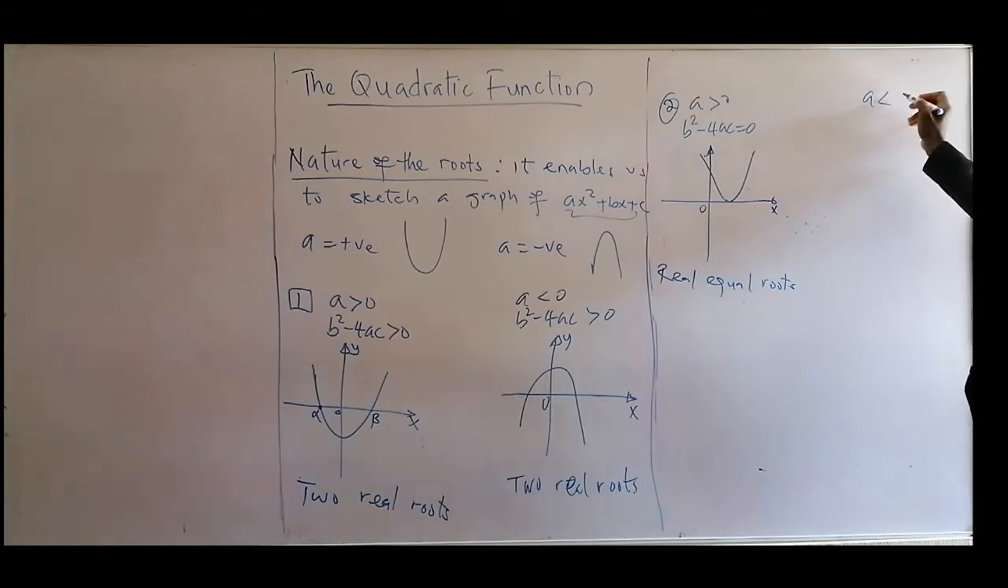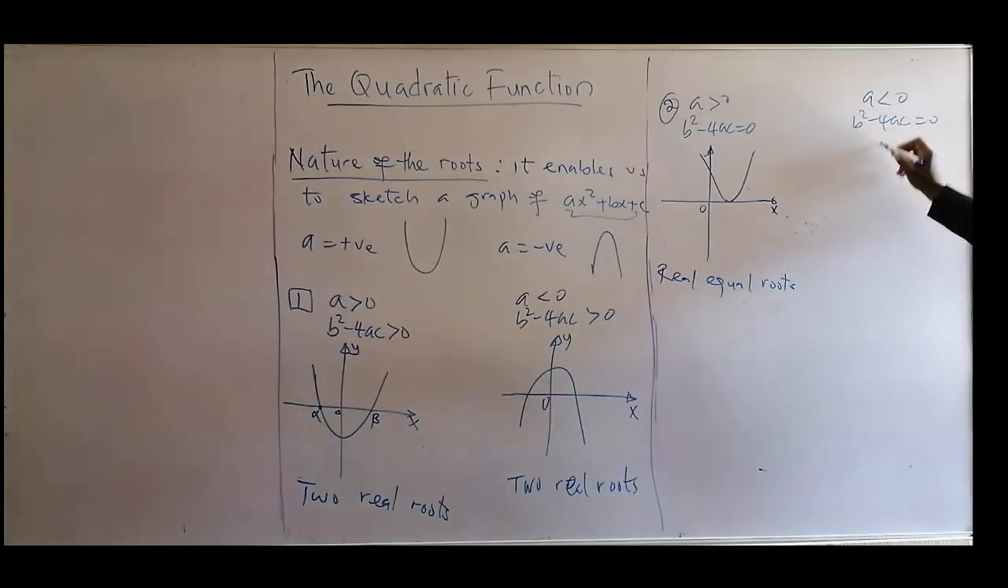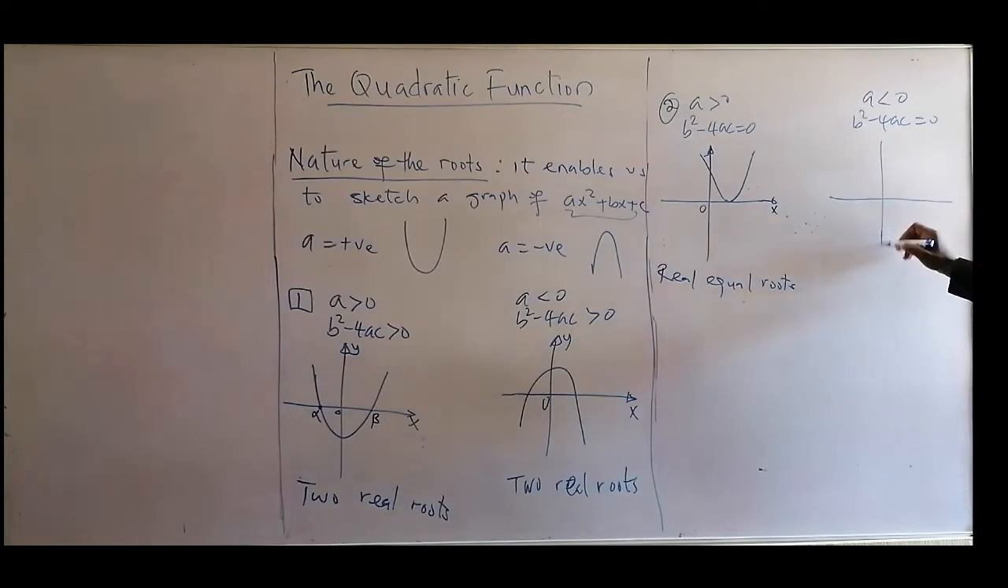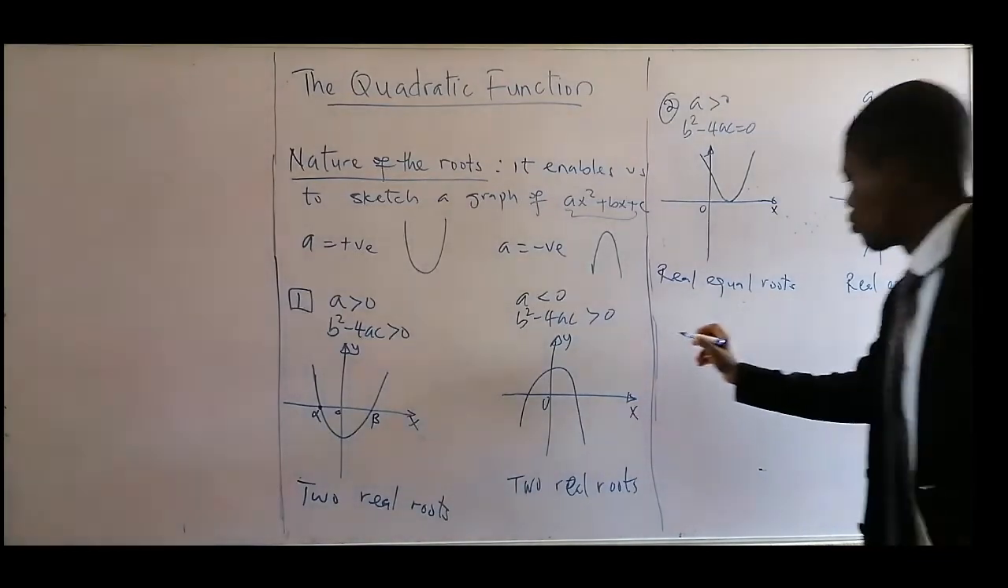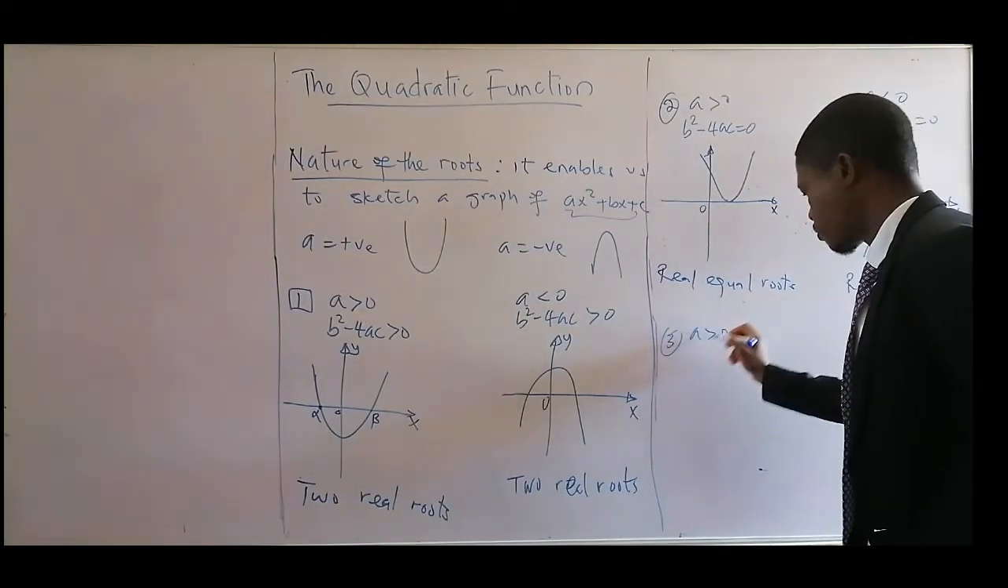Then when a is less than 0 and the discriminant is also 0, you have this. In that case, it's going to be this point that is repeated here. This is your y, and this is your x, this is your origin. So this is also real equal roots.